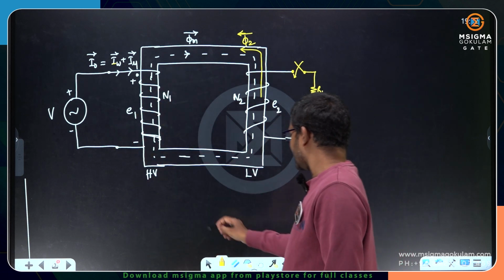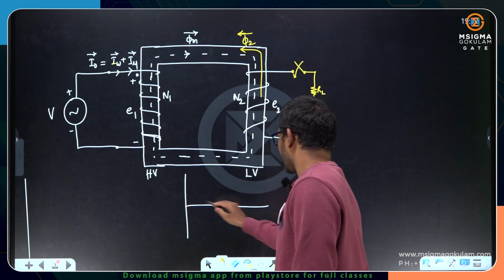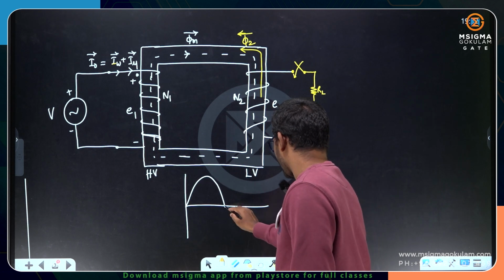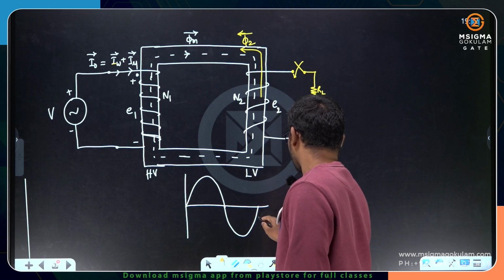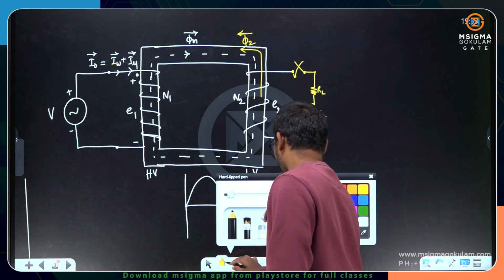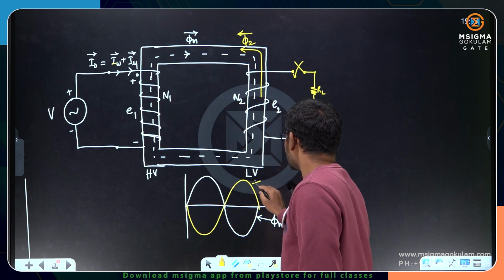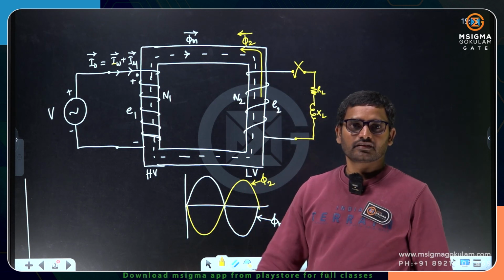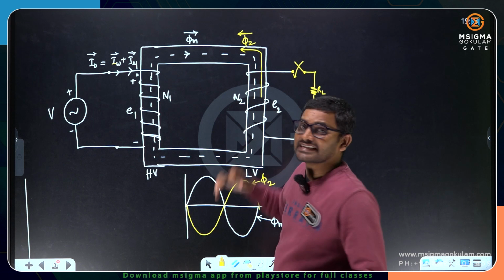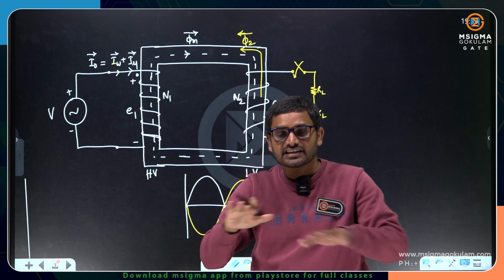So let me show you here. If I take up the waveform, it will be like this. If this is the phi m waveform, now opposite to the phi m waveform, the phi 2 waveform will be established like this. So this is my phi 2 waveform. Because it is to oppose, it has to oppose. When phi 2 is set up, this is going to be opposed and Lenz's law is going to be satisfied.